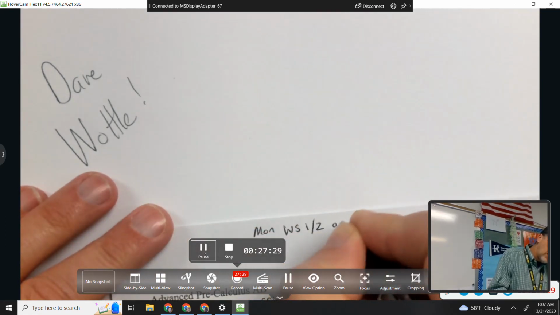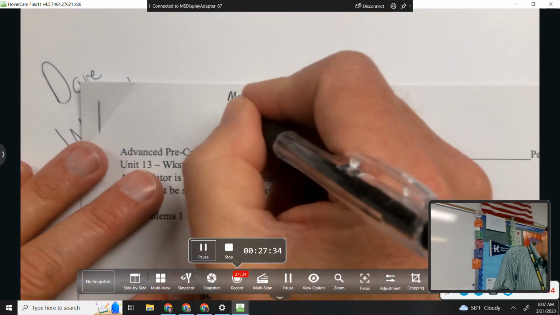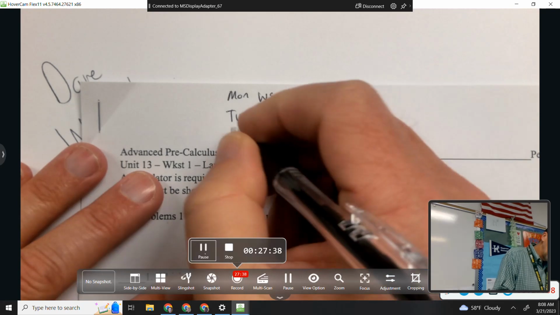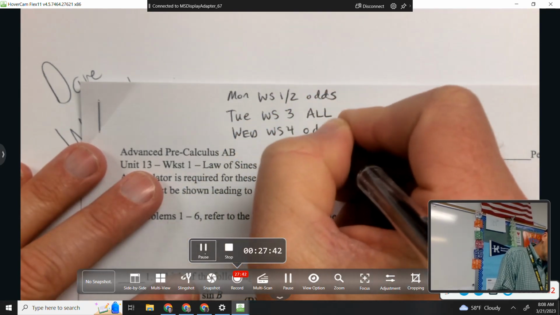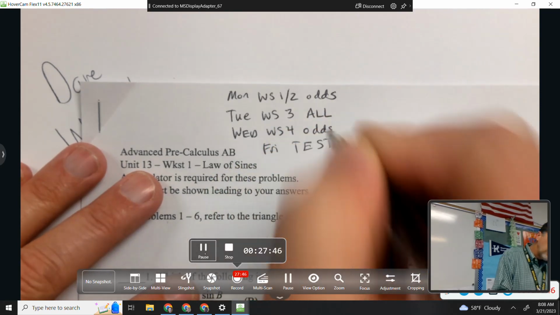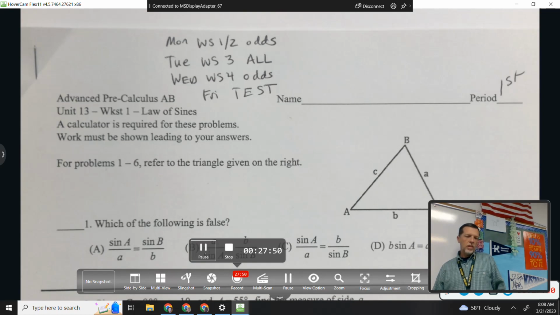So here's the summary here. Monday was worksheet 1 and 2 odds. Tuesday is worksheet 3 all. Wednesday will be worksheet 4 odds. And then Friday we'll test. Again, we should be more than ready come Friday.